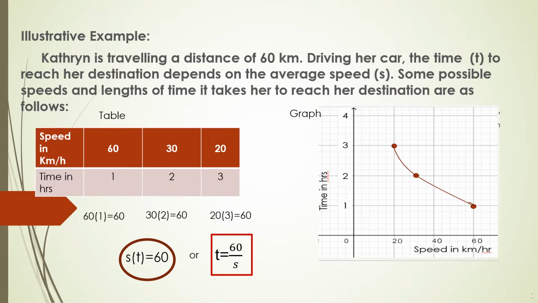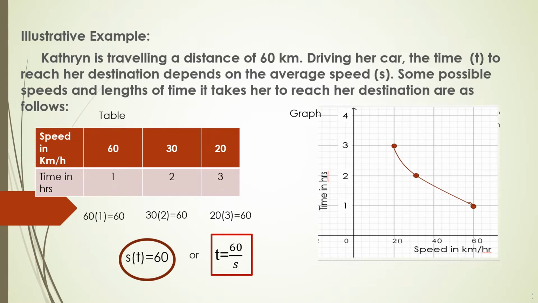What is an inverse variation? To have a clearer understanding of this kind of relation, let us consider this illustrative example. Catherine is traveling a distance of 60 kilometers and driving her car. The time t to reach her destination depends on the average speed s. Some possible speeds and lengths of time it takes her to reach her destination are as follows. In the table, the speed is expressed in kilometers per hour while the time is in hours.